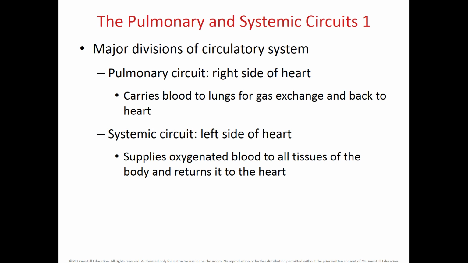Within the circulatory system, we have two major divisions. We have the pulmonary circuit and the systemic circuit. The pulmonary circuit happens on the right side of the heart, while the systemic circuit happens on the left side of the heart. Within the pulmonary circuit, we carry blood to the lungs for gas exchange and then return this blood into the heart. And in the systemic circuit, we supply oxygen to the tissues, and then the blood that is deoxygenated will return to the heart.